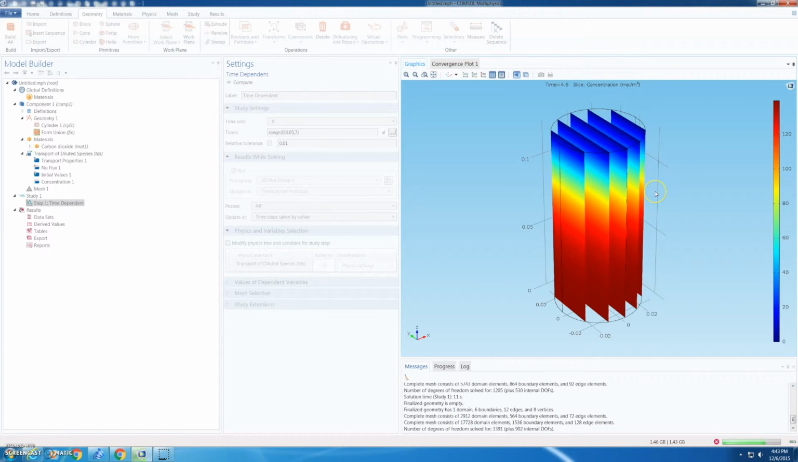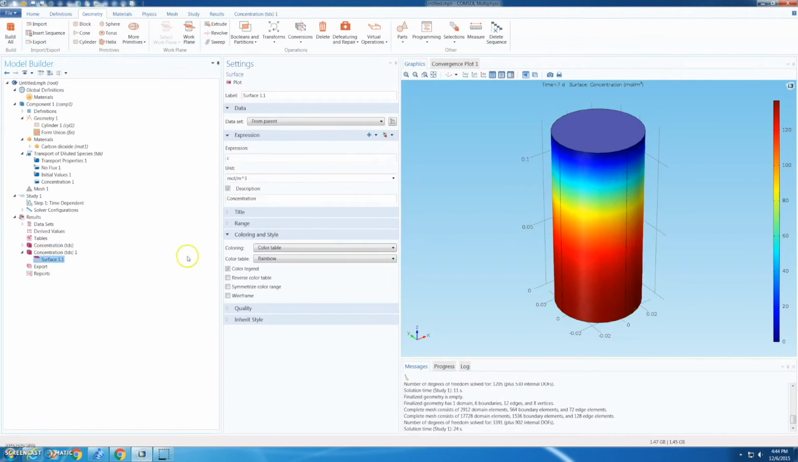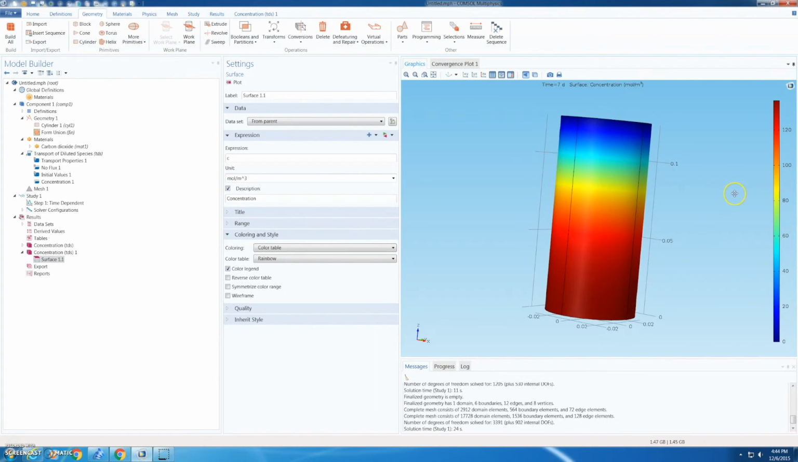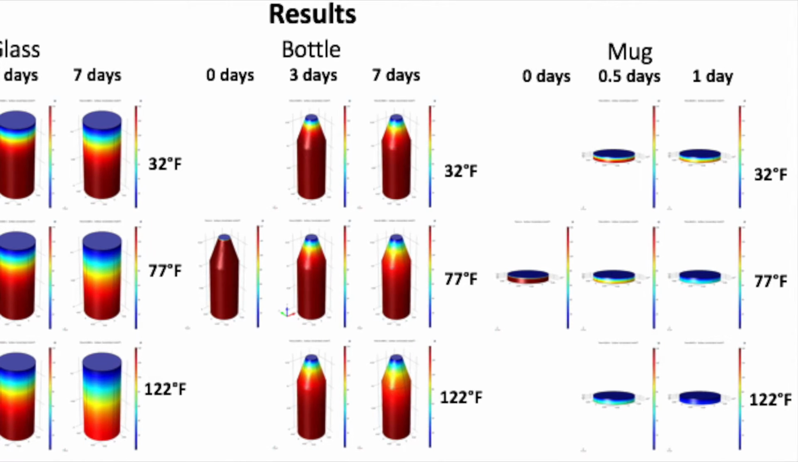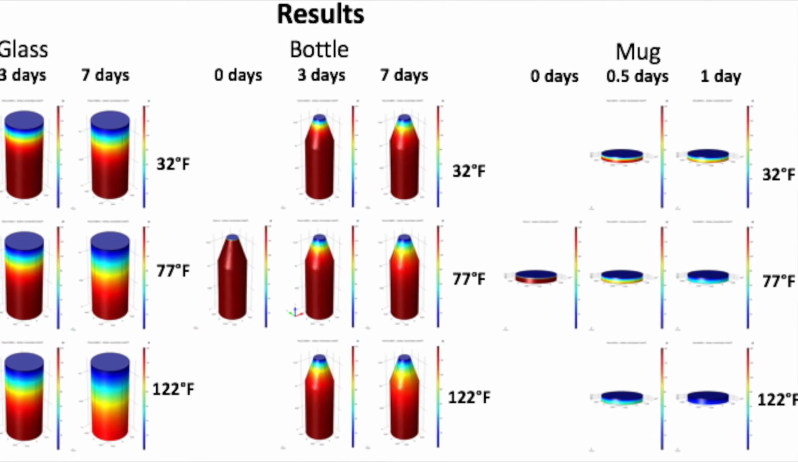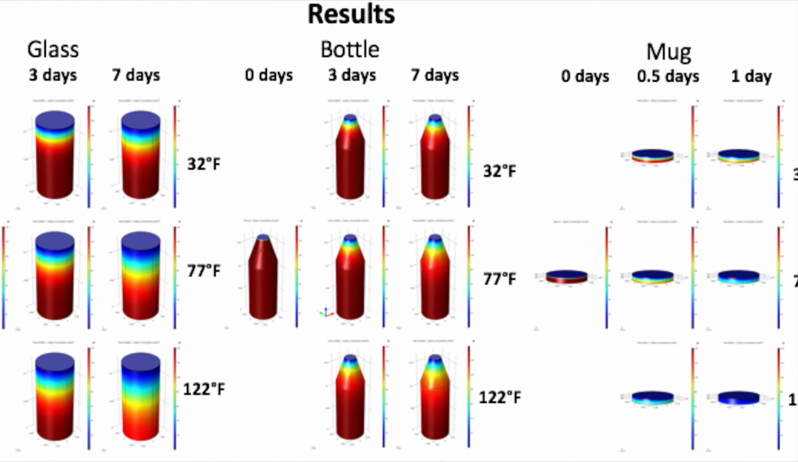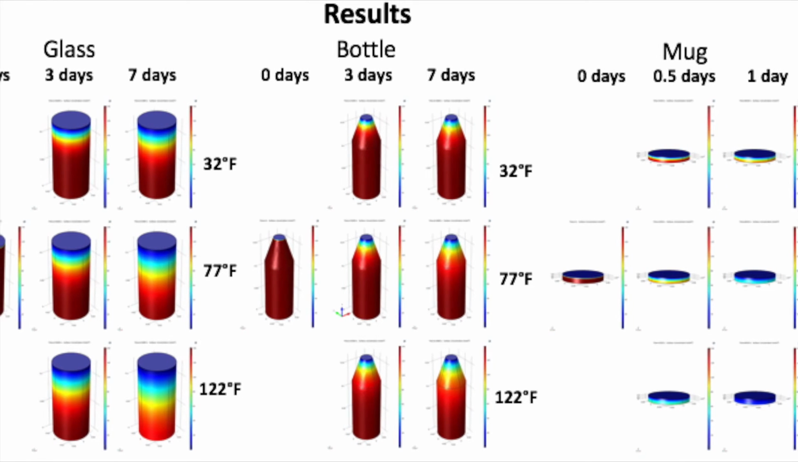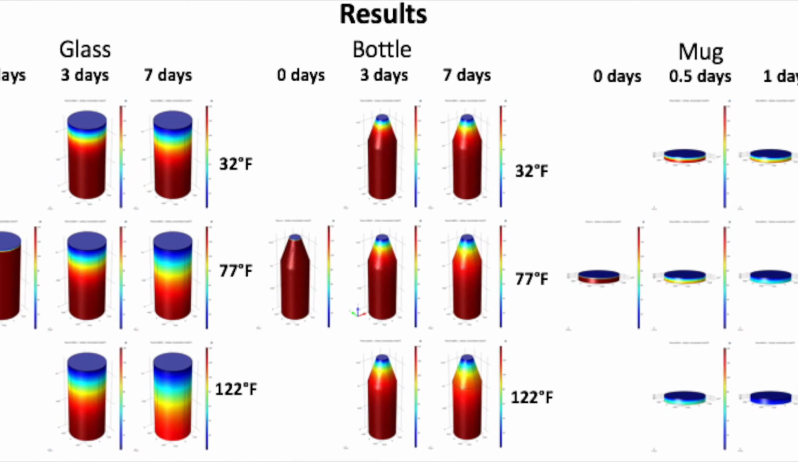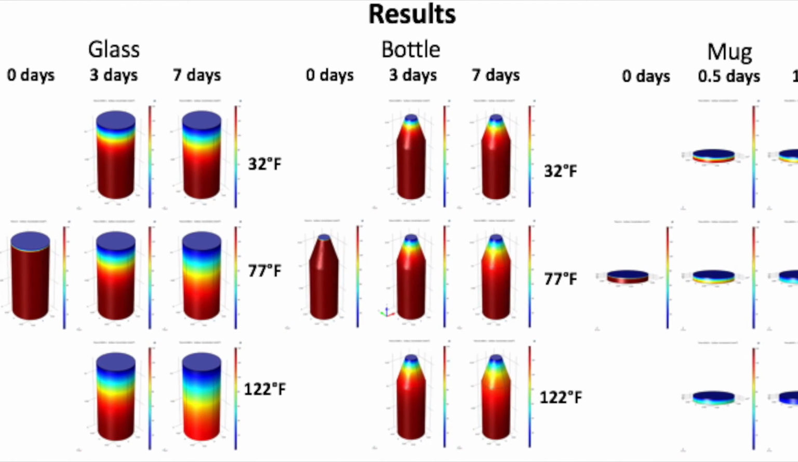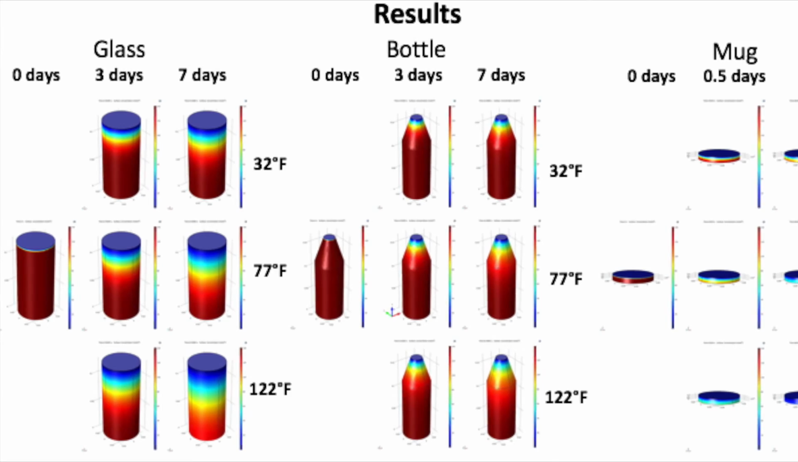Our results are 3D concentration profiles that use a color scale to distinguish between high and low concentrations, red being the high concentration of CO2 and blue being a low concentration. We ran the simulation using 3 different geometries, a glass, bottle, and mug, as well as 3 different temperatures. As you can see, the more exposed surface area and the higher the temperature, the more CO2 that leaves the system, as well as leaves it quicker, as shown in the mug, which has a runtime of 1 day, and the bottle and glass, which have runtimes of 7.